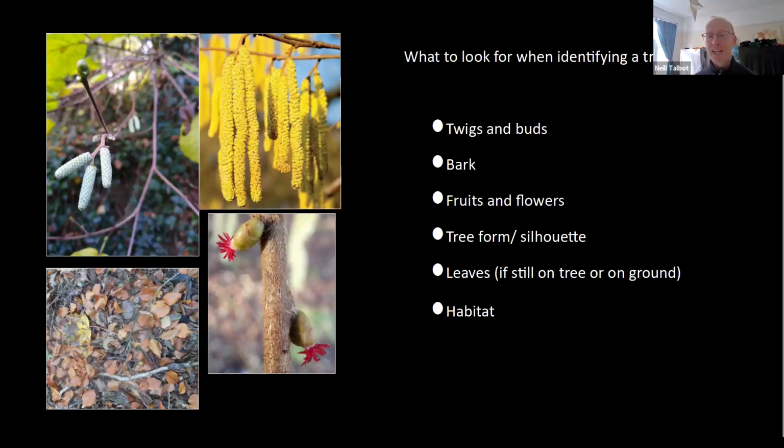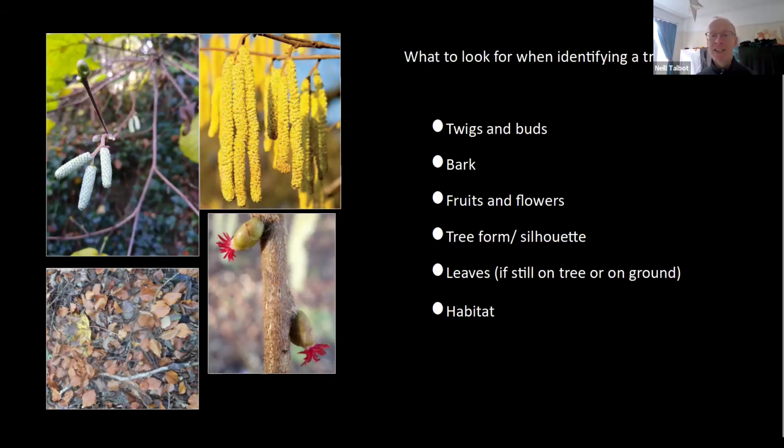And then the other things you can look at, I'll go into more detail on most of these, but I won't on the flowers. We'll talk about fruits in a minute, and the tree form or silhouette. So the general shape of a tree can vary from one species to another. It can vary quite significantly.